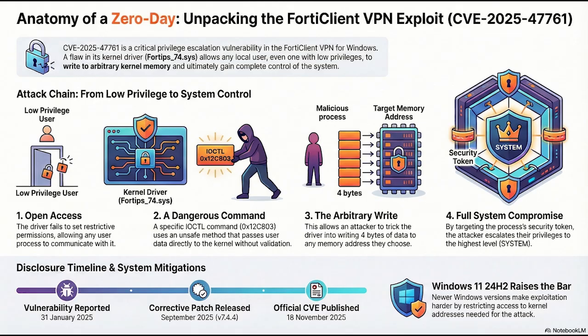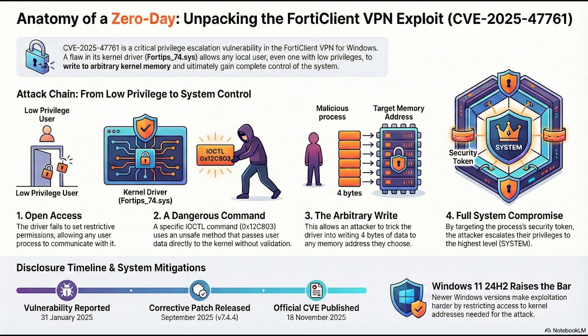Today, we're looking at a really fascinating snapshot of modern enterprise security. We're zeroing in on the short, violent life of a critical zero-day exploit. We're digging into CVE-2025-47761. It's a vulnerability found in the FortiClient VPN for Windows, and it's a brilliant case study because it shows you exactly how an attacker can gain power inside a machine. Okay, let's unpack this.